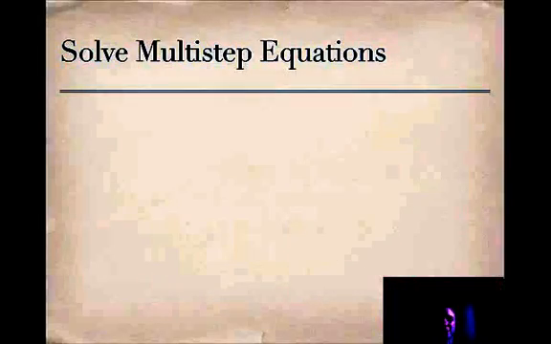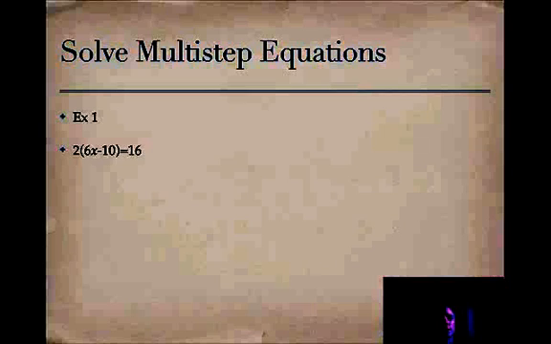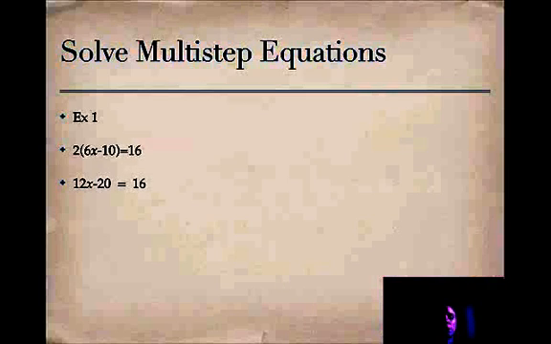Now we're going to solve multi-step equations. First example, 2 times the quantity 6x minus 10 equals 16. So the first thing we have to do is that distributive property. This is the simplifying. So I multiply my 2 through, and I get 12x minus 20 equals 16.